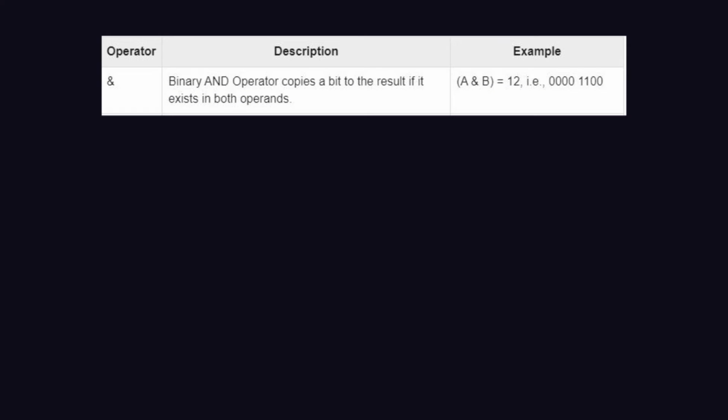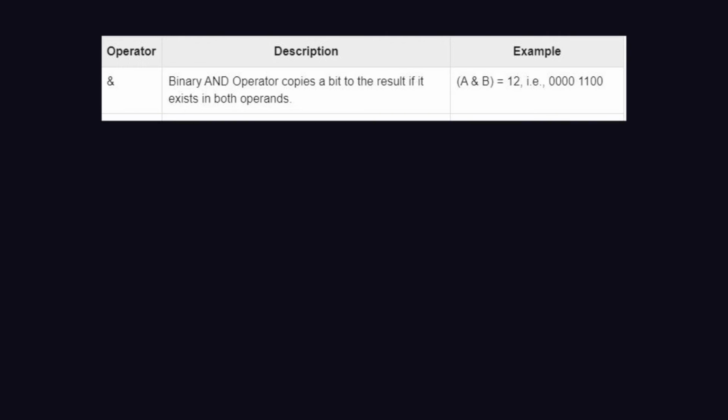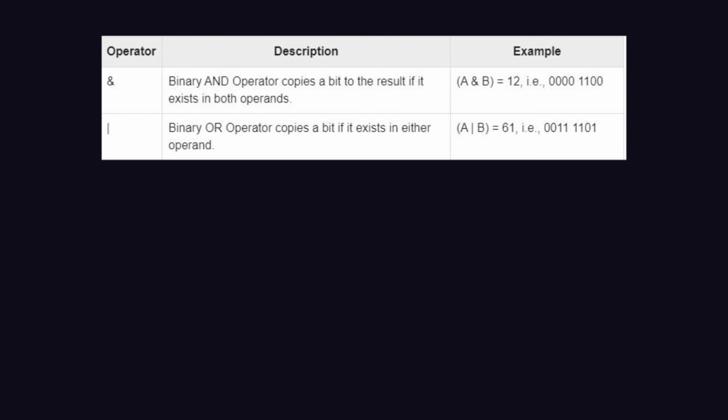So let's talk about the first operator, which is the bitwise AND operator. The binary AND or the bitwise AND operator copies a bit to the result if it exists in both of the operands. So if we were to do A & B, we will get the result 12. Similarly, we have the bitwise OR operator. Now, as I've already told you, it is mapped on the logical OR. It returns true or it copies a bit if it exists in either operand. So if we do A | B, we will get the result 61.